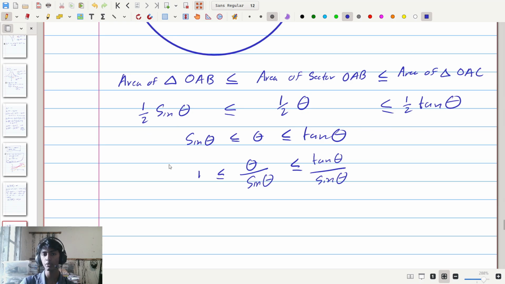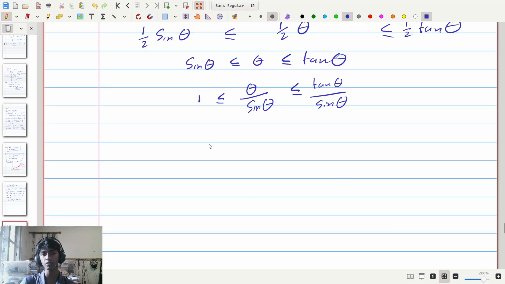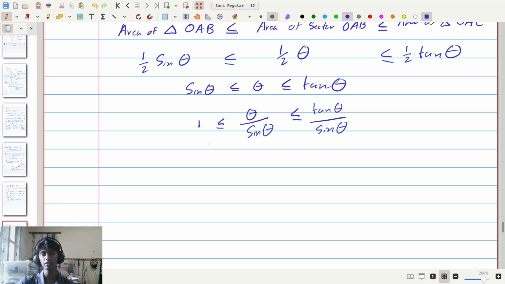What we actually wanted was sine theta divided by theta, as up here, sine x divided by x, so we're going to flip the signs as well. Now remember, since all of these are positive, we can do this when we flip the signs. These inequality signs also need to be flipped. So here we have 1 divided by 1, which has to then be greater than or equal to sine theta divided by theta, which has to then be greater than or equal to sine theta divided by tan theta. And tan theta I'm actually going to write directly as sine theta divided by cosine theta.